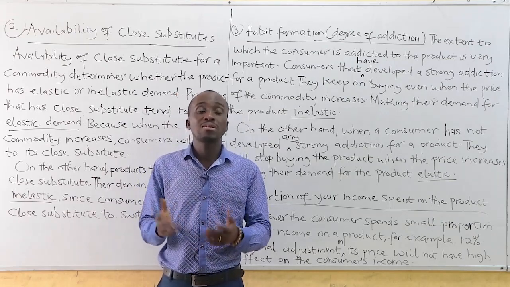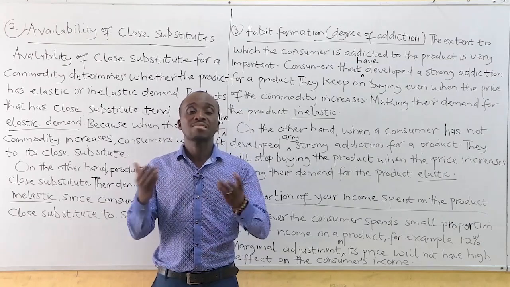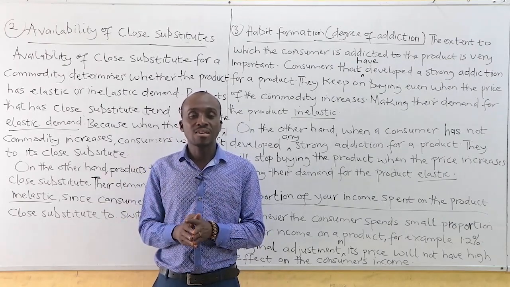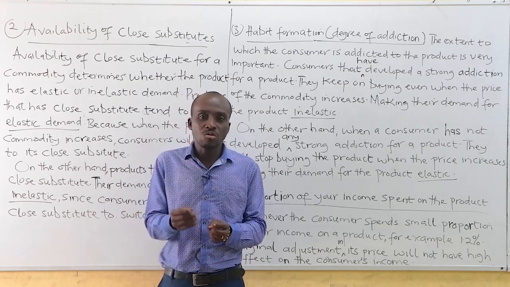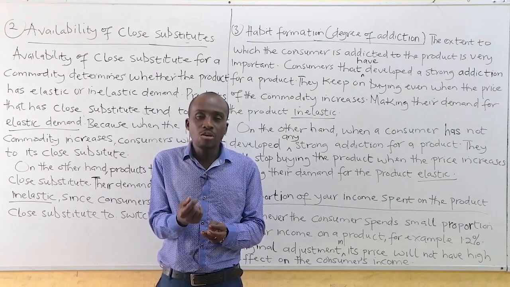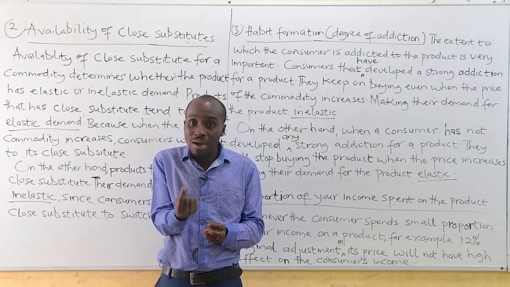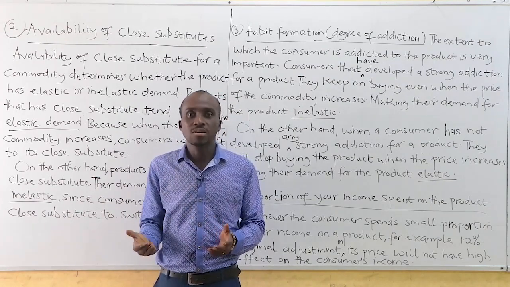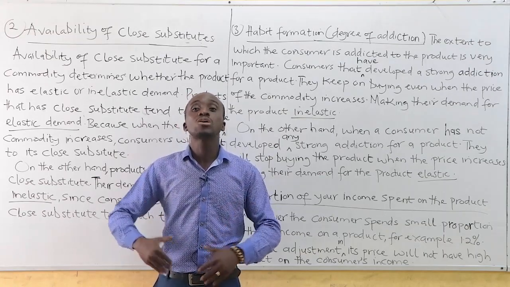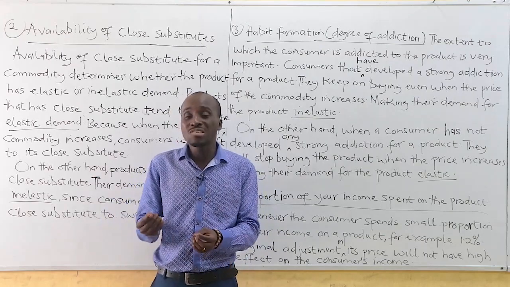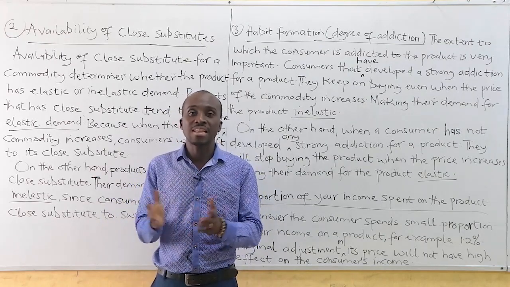Elastic means that when the price increases, you switch from that product to another product. That means that commodity behaves elastic. Inelastic means that when the price increases, you keep on buying the product, or you reduce the consumption by a small margin. In other words, even when the price goes up, you still keep on buying, or you reduce it by a small amount. That means the product isn't elastic.